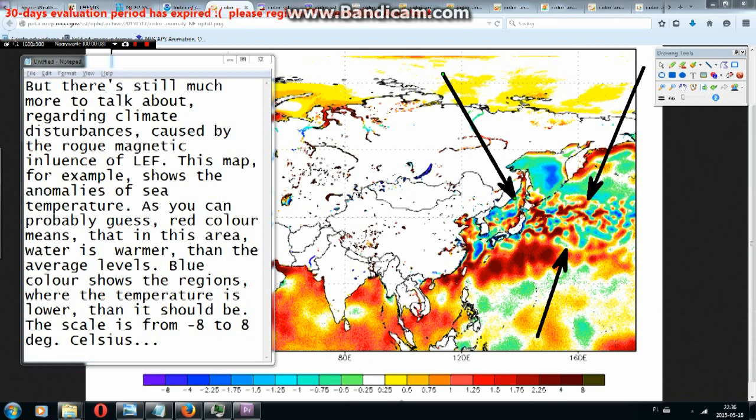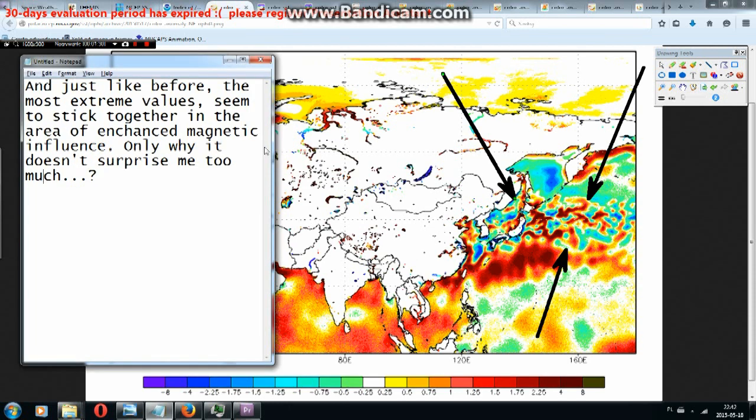But there is still much more to talk about regarding climate disturbances caused by the rogue magnetic influence of the low energy field. This map, for example, shows the anomalies of sea temperature. As you can probably guess, red color means that in this area water is warmer than the average levels. Blue color shows the regions where the temperature is lower than it should be. The scale is from minus 8 to 8 degrees Celsius. And just like before, the most extreme values seem to stick together in the area of enhanced magnetic influence. Honestly, it doesn't surprise me too much.